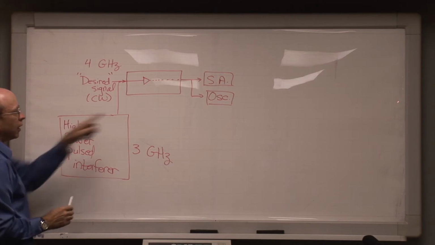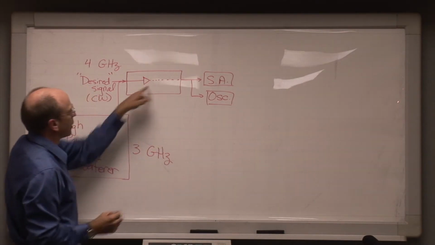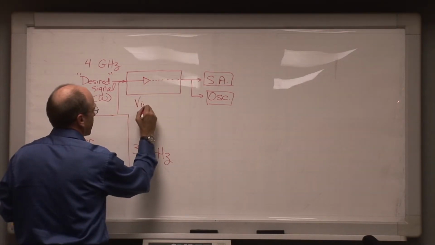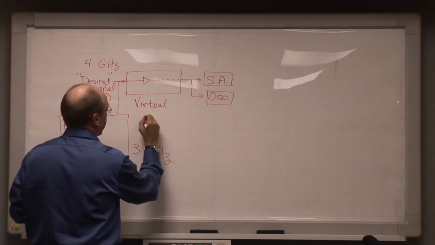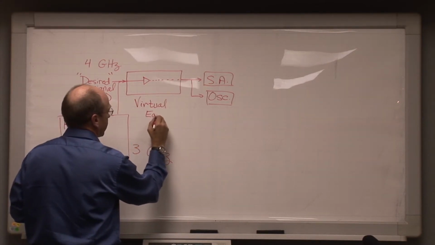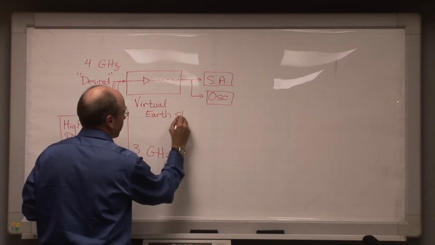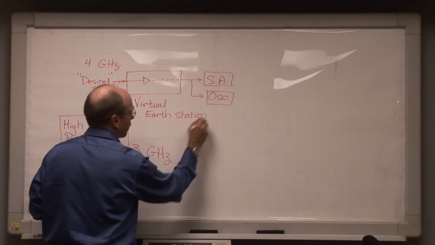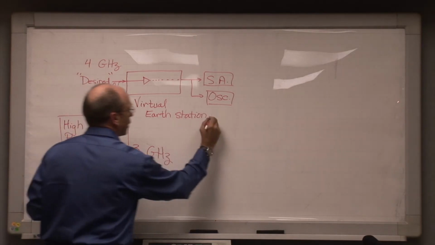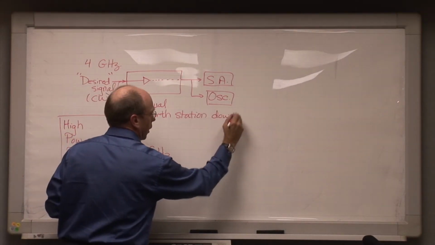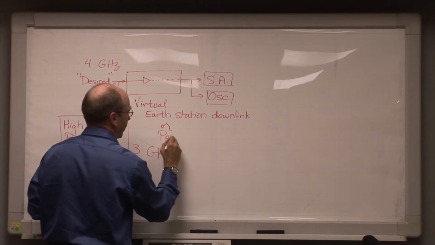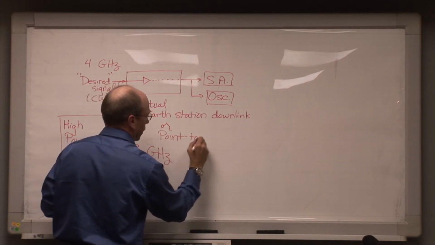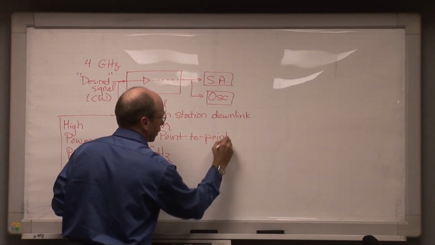power pulse signal, and we're going to look at the output of this amplifier, which is in a virtual, but it is hardware, a virtual receiver that is representative of the RF front-end architecture of either a typical earth station downlink or a point-to-point microwave link.